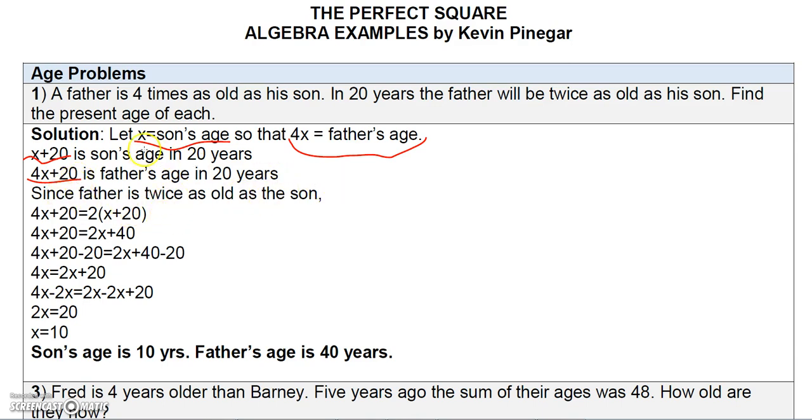Now, it tells us that in 20 years, the father's age will be twice the son's age. So since this is the father's age in 20 years, that's got to equal 2 times the son's age in 20 years. So we get 4X plus 20 equal 2 times the quantity X plus 20. Now, if I distribute the 2 here, I get 2 times X plus 2 times 20, so I get 4X plus 20 equals 2X plus 40.